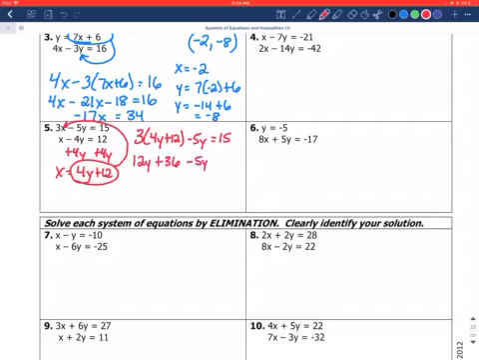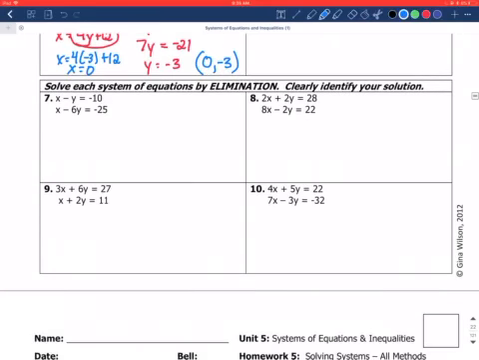12y plus 36 minus 5y, 7y, and then I'll subtract 36 over, so that'll give me a negative 21, and y should give me a negative 3. I'll take that negative 3 and plug it in here, and that x should be 0, which is perfectly fine to get. That just means if x is 0, it's going to be on the y-axis, right? We didn't move left or right at all. So 0, negative 3 is your answer there.